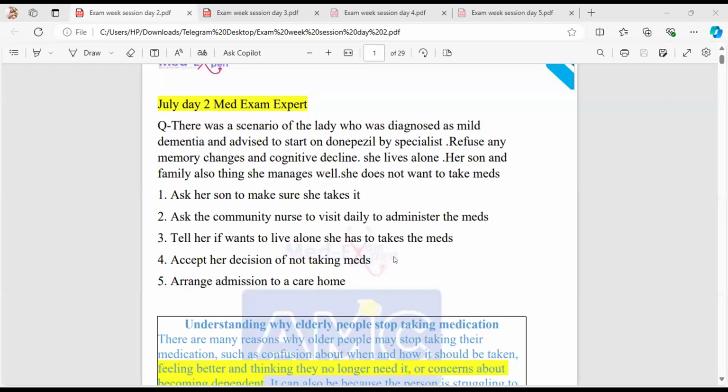This is according to the RACGP. And this question is also related to the elderly. It is not related to dementia. There was a scenario of a lady who was diagnosed with mild dementia and advised to start on donepezil by a specialist, who refuses, denying any memory changes and cognitive decline. She lives alone. Her son and family also think she manages well. She does not want to take medications.